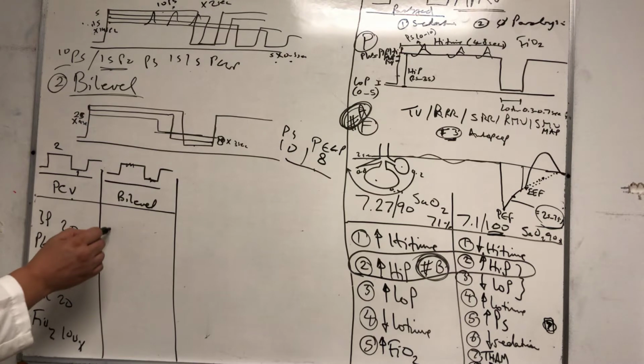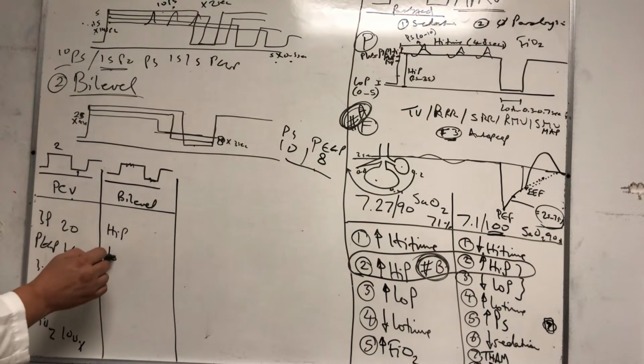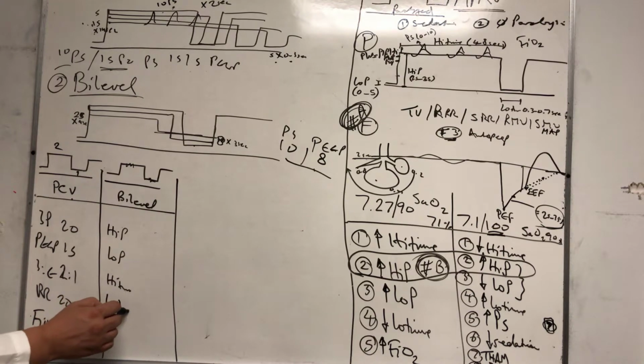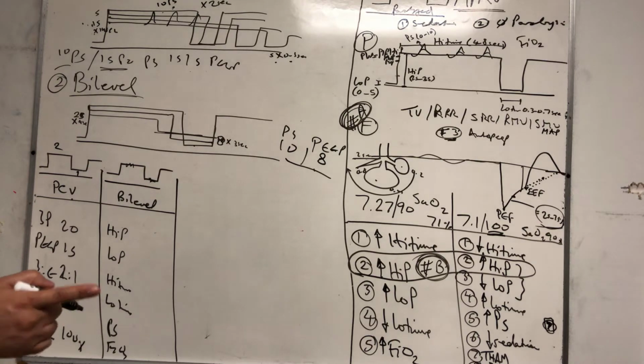We're going to switch it to bi-level. What's the high pressure? What's the low pressure? What's the high time? What's the low time? What's the pressure support? And what's the FiO2? So I'll tell you the easy way to do it. Anybody want to jump in? So your high pressure is your peak.